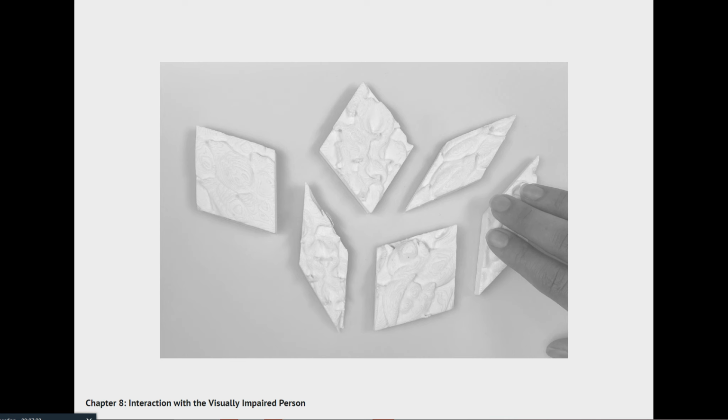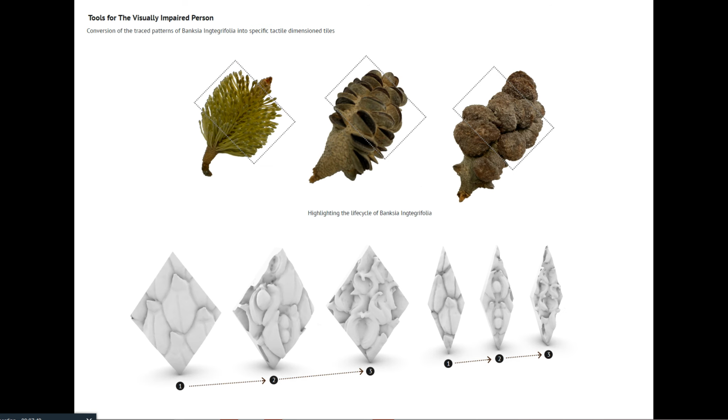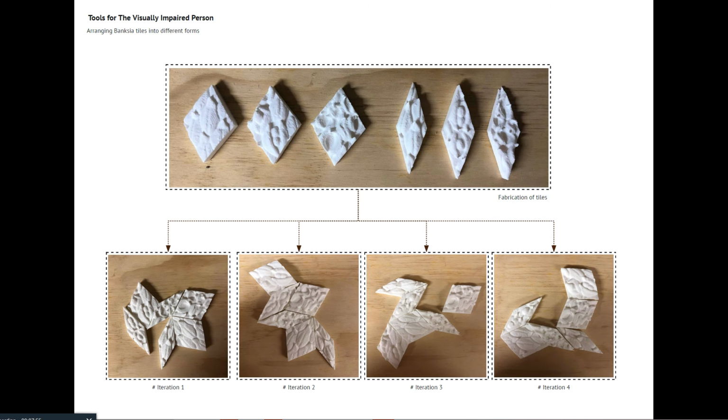The walls of the exhibition area embody an informative tactile tiles which showcase the life cycle of Banksia. We got this particular shape by using the Penrose tessellation method. This would help us create multiple patterns with these tiles. These tiles were inspired by the life cycle of Banksia. These are the possible different iterations with the physical models.